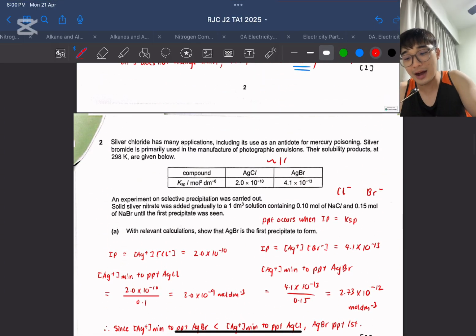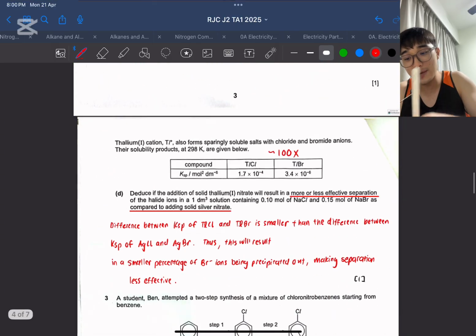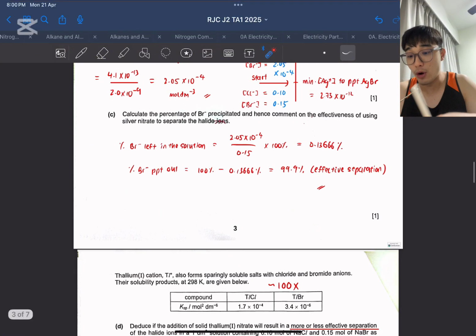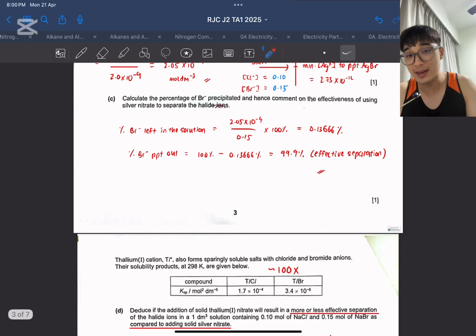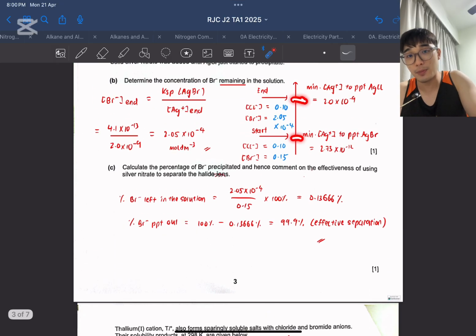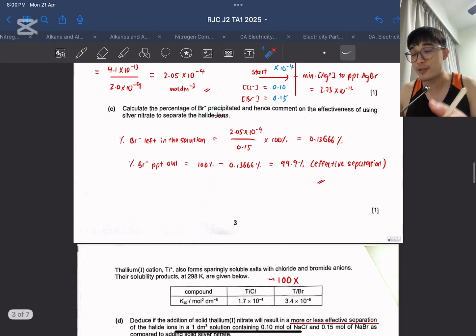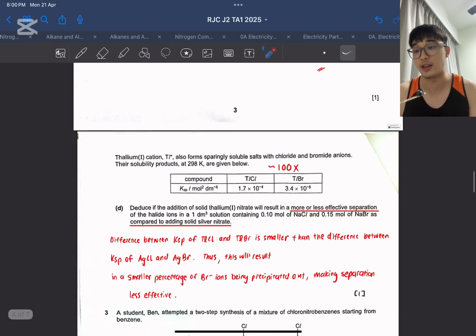This was 1,000 times the difference. So you can see, you are going to expect the gap between the start and the end to be a lot smaller for this situation here. If the gap is a lot smaller, that means you precipitate a bit, then oops, we need to stop here already. So that means you didn't manage to precipitate a lot out. That means this is going to be a less effective separation.